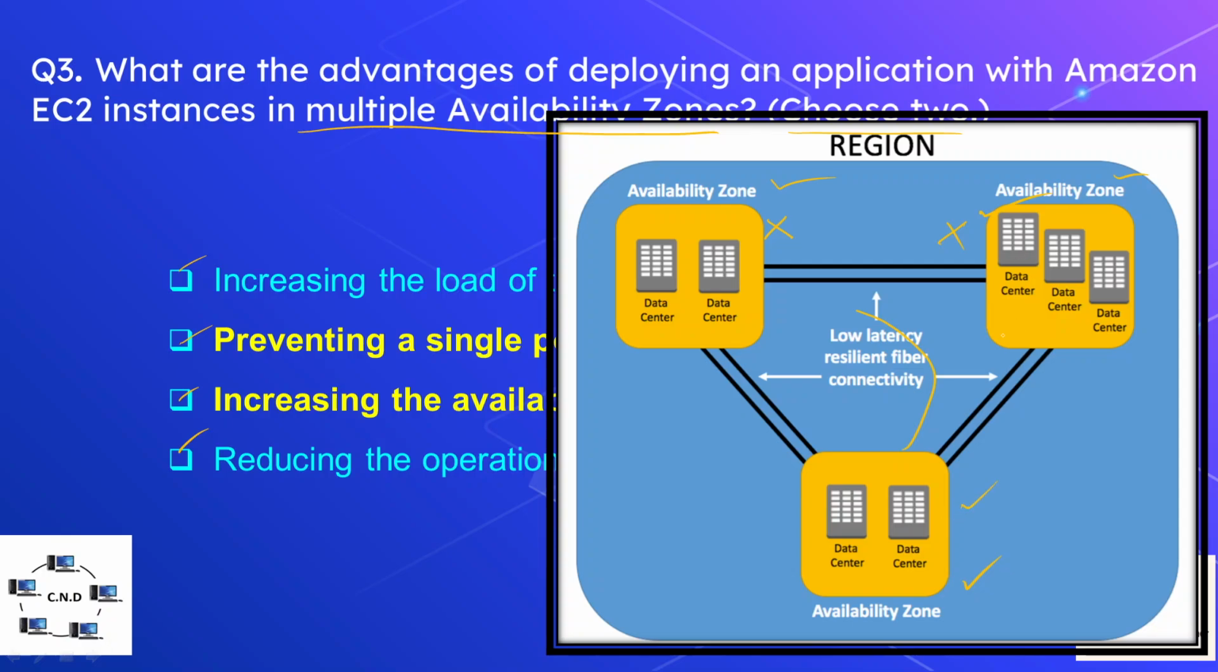And then inside each availability zone, we have multiple data centers. So if one data center inside one availability zone fails, the application can be served from the second data center, and so on and so forth.